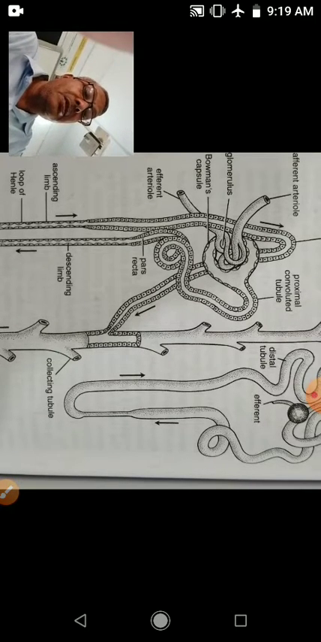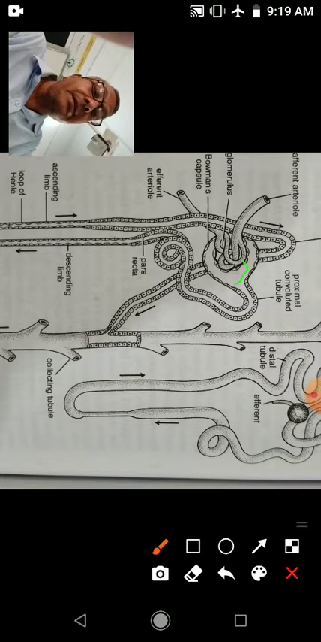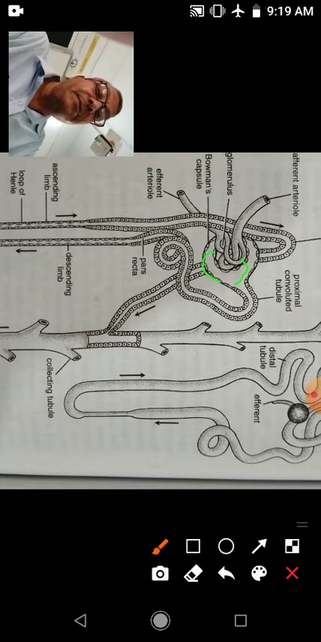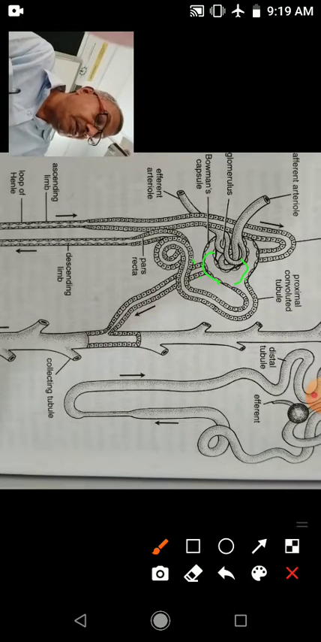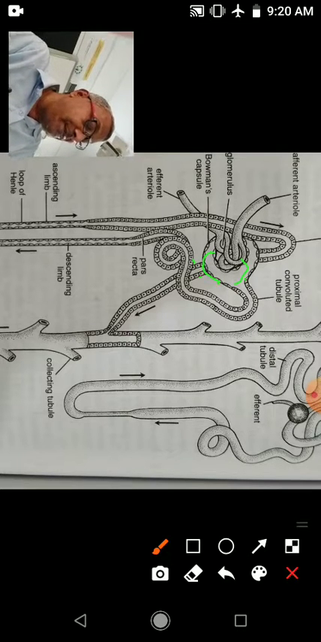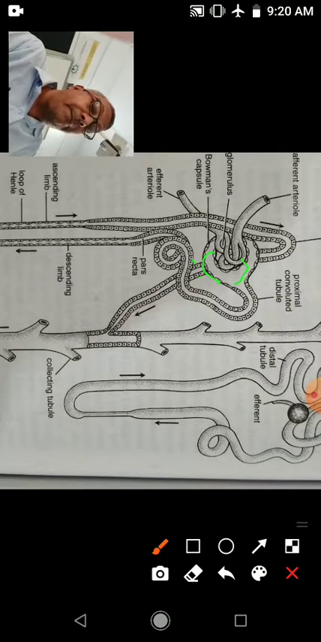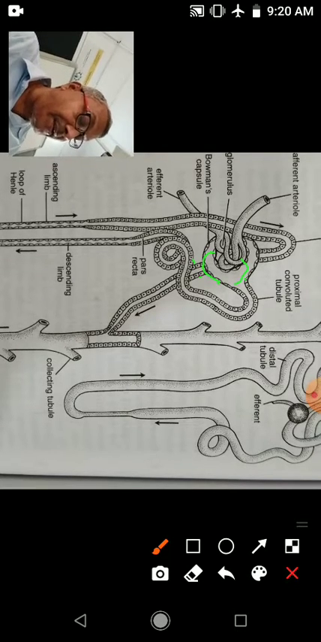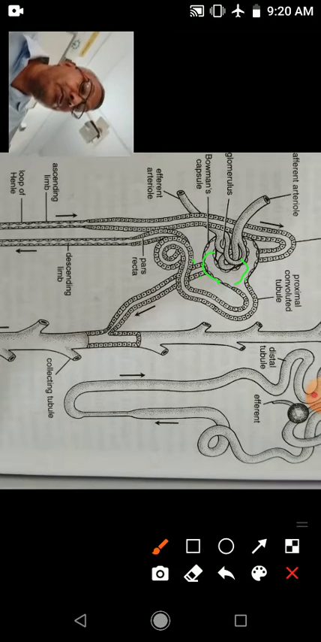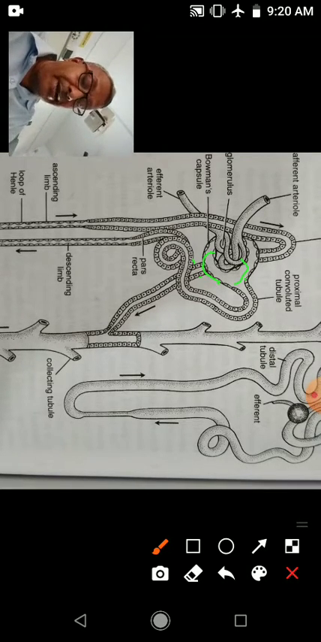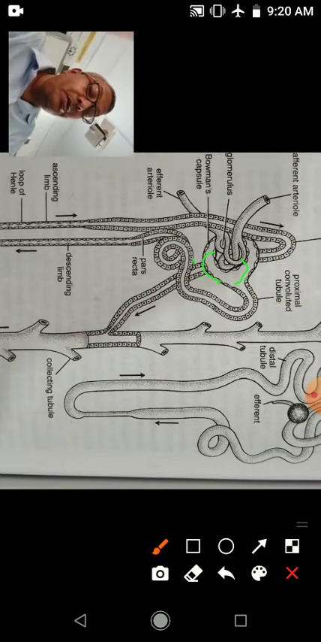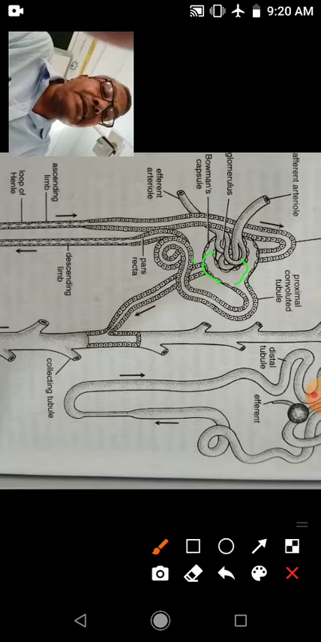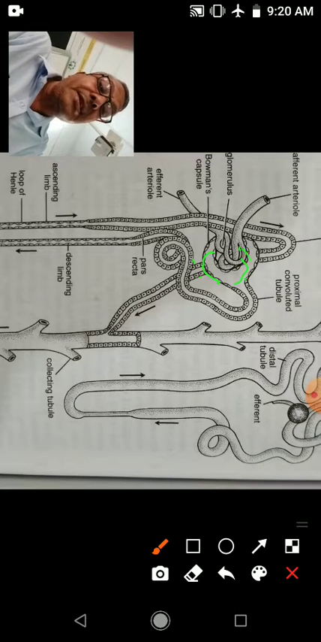In this, the portion is called Bowman capsule. This Bowman capsule is a cup-like structure. So children, you can see the different parts of the nephron. The first part is the renal capsule, and the second part is the renal tubule. In the renal capsule, this portion is called Bowman capsule.